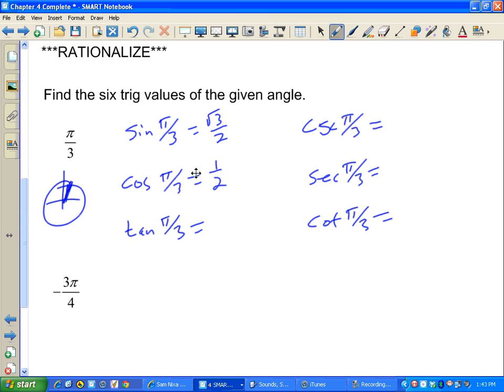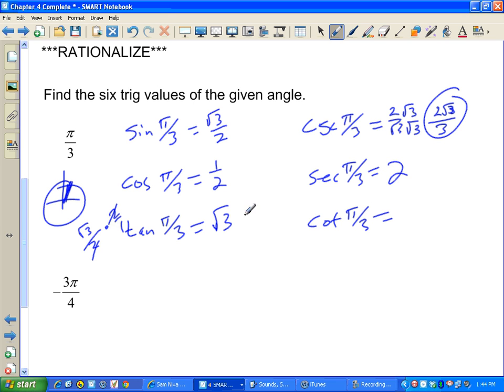Now tangent, I'm going to take the y and divide it by the x, which is the same as multiplying by the reciprocal. So I get square root of 3. Now to get the rest of these, I'm just going to reciprocate what I've got. So this would be 2 over the square root of 3, which I rationalize to get 2 square root of 3 over 3. Here I'm going to reciprocate this and get 2. Reciprocate this and get 1 over the square root of 3, which I rationalize. Get square root of 3 over 3.